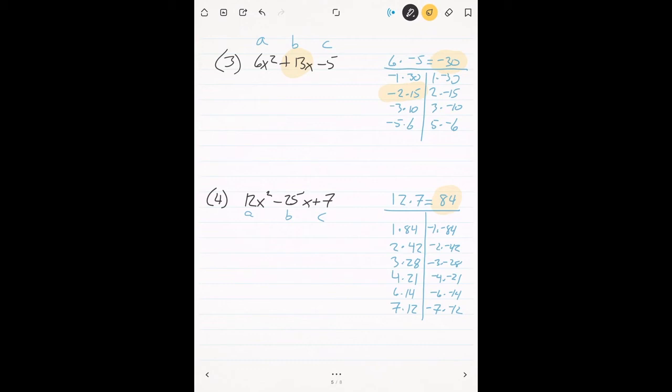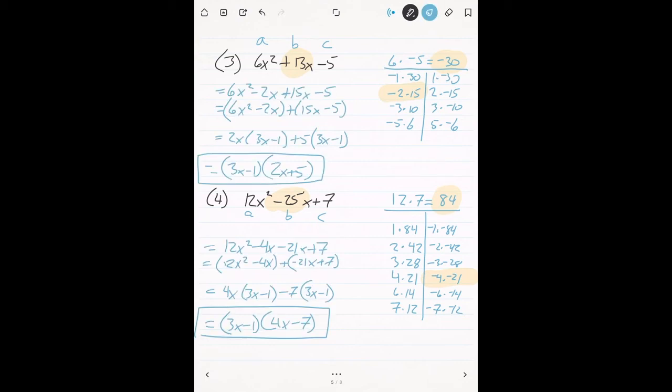And then for problem 4, we have negative 25, so which of these adds up to negative 25? Hopefully you're seeing negative 4 and negative 21 do. Now that we know for certain that we have the correct factors, pause the video again and make sure that you're properly inputting these values or substituting them in for the b and factoring down from there.